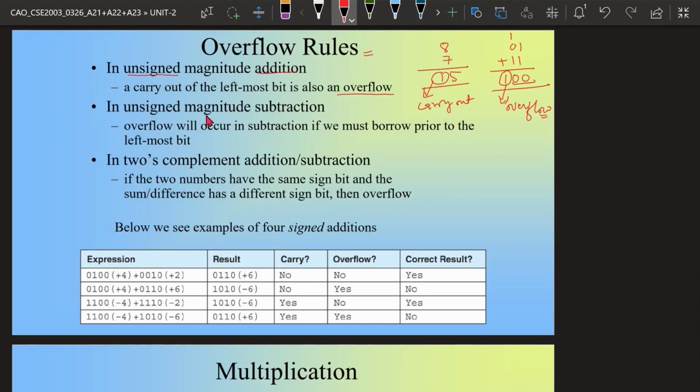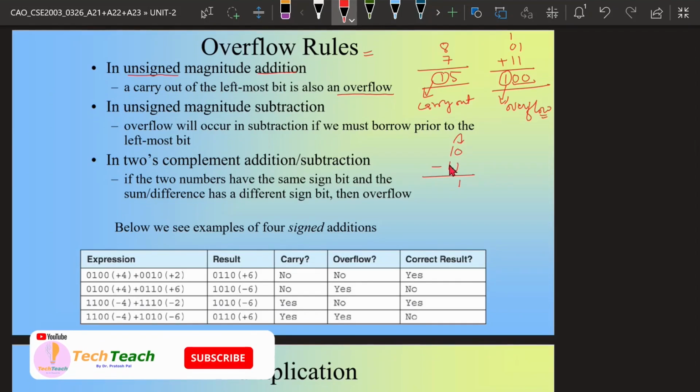Second, in unsigned magnitude subtraction, overflow occurs if we must borrow from beyond the leftmost bit. Suppose 10 is there and we want to subtract 11 from it. Then it will take a borrow. Once it takes the borrow, it becomes 2, 2 minus 1 is 1, and then here it is 0.